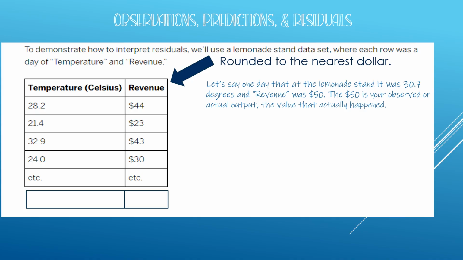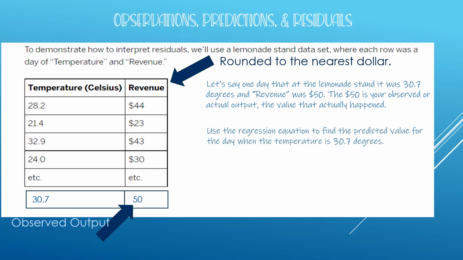So let's say one day at the lemonade stand it was 30.7 degrees Celsius and revenue was $50. We will add that to our table. The $50 is the observed or actual output, the value that actually happened. Let's find the predicted value for that temperature. We're going to use the linear regression to find that predicted value when the temperature is 30.7 degrees.